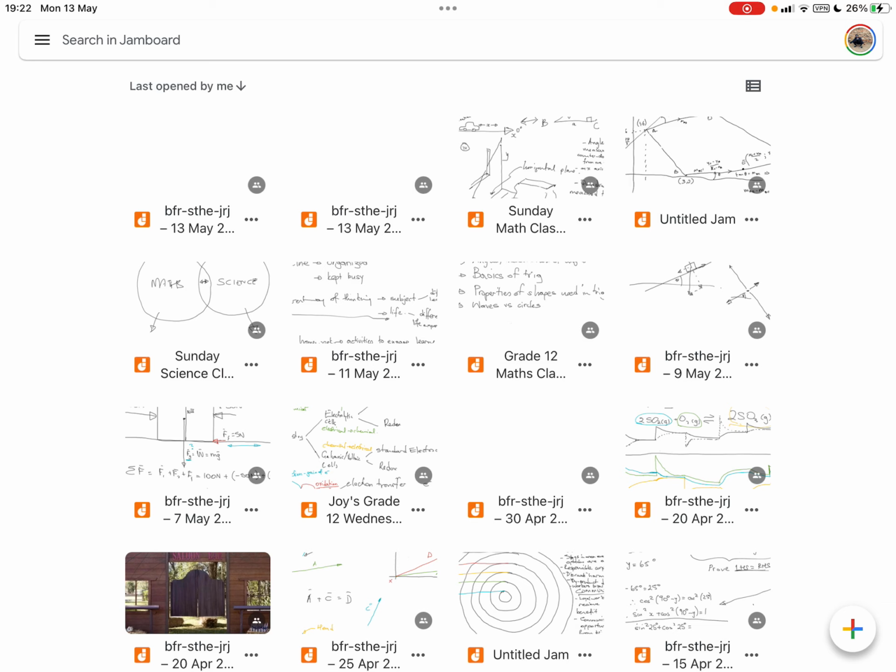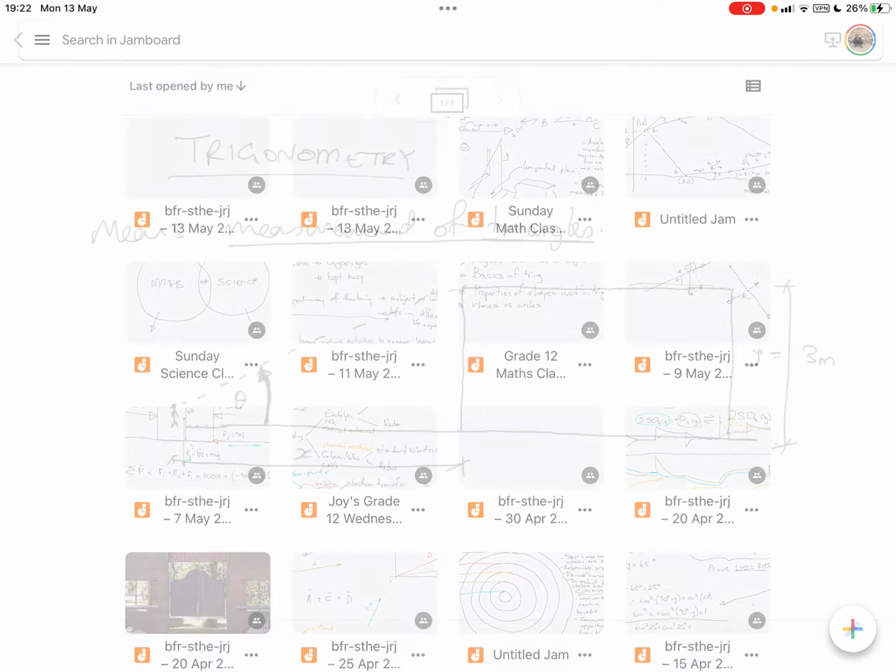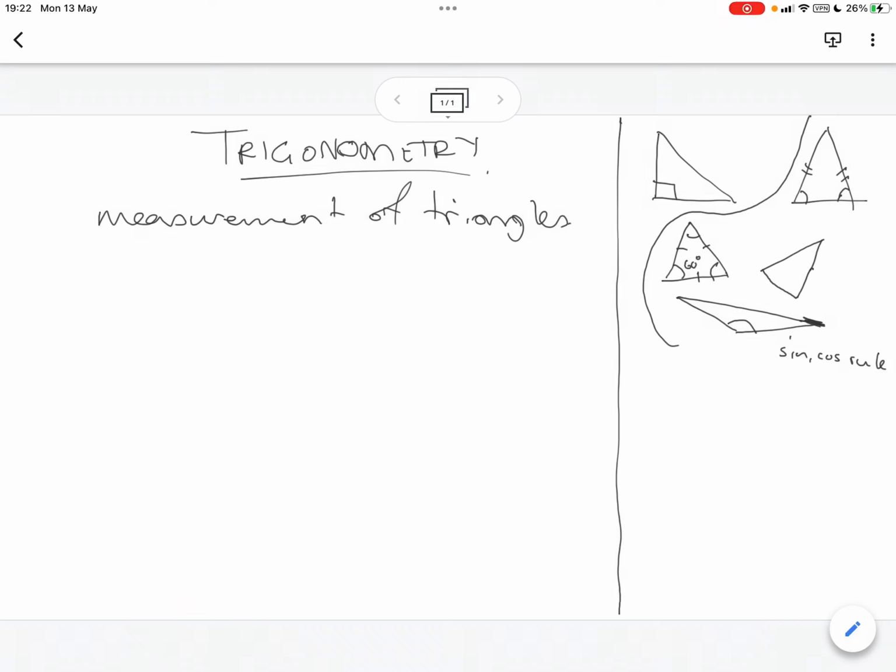Let me just close Jamboard on here and share this screen. So, whatever it is I'm reading from this screen that's shared now, I'll just explain and write down on the Jamboard. Okay?